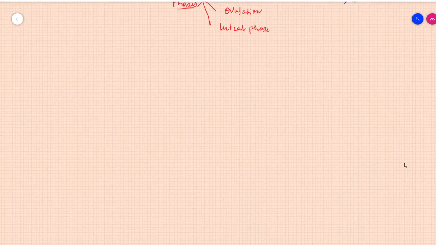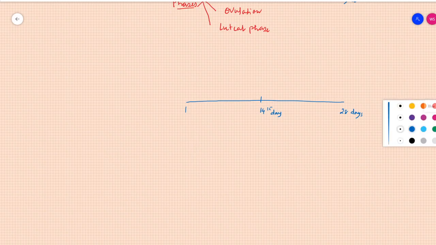Okay. So let's pick up this story that way. So let's consider this is the first day of the reproductive cycle, and let's draw it up to 28 days. Okay. So this axis is the days. Somewhere in the middle, the 14th day is considered the mid-cycle. Okay. So now let's see what's happening. So we have initially, say, 10 to 12 follicles.